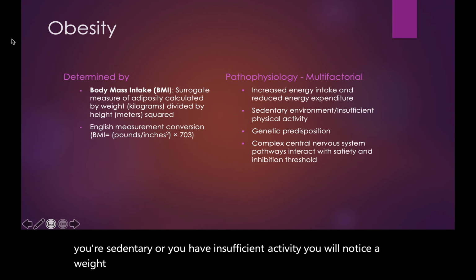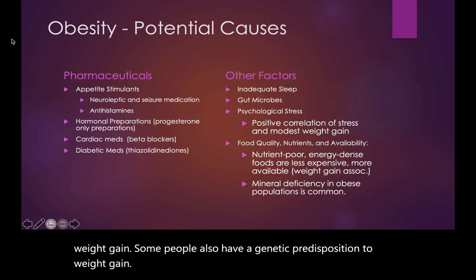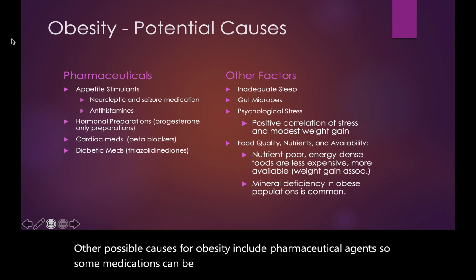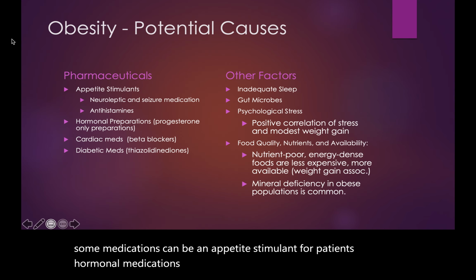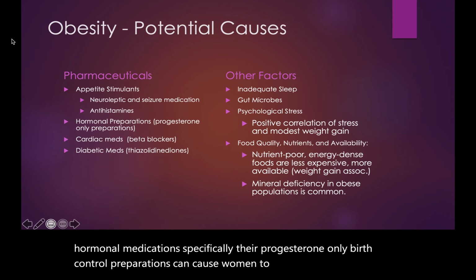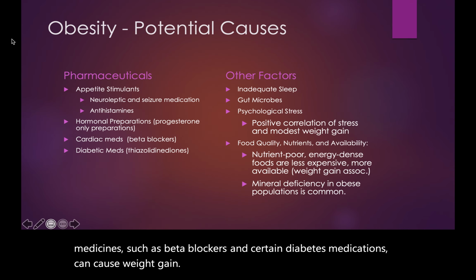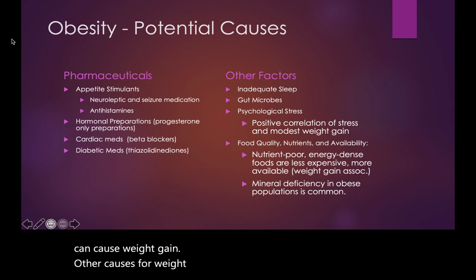Some people also have a genetic predisposition to weight gain. Other possible causes for obesity include pharmaceutical agents. So some medications can be an appetite stimulant for patients. Hormonal medications, specifically the progesterone-only birth control preparations, can cause women to gain weight. Cardiac medicines, such as beta blockers and certain diabetes medications, can cause weight gain. Other causes for weight gain can be things such as stress or inadequate sleep.